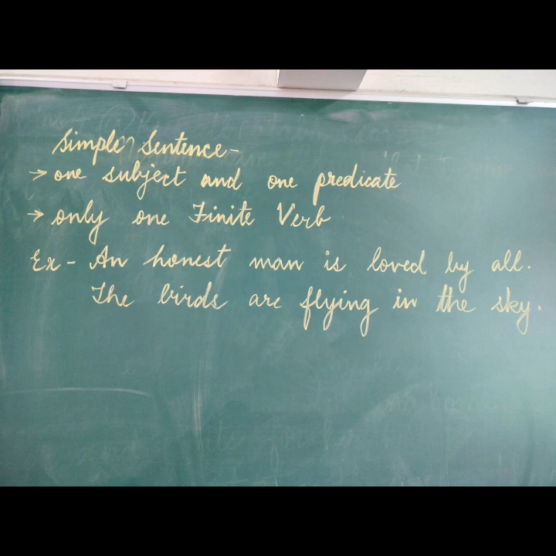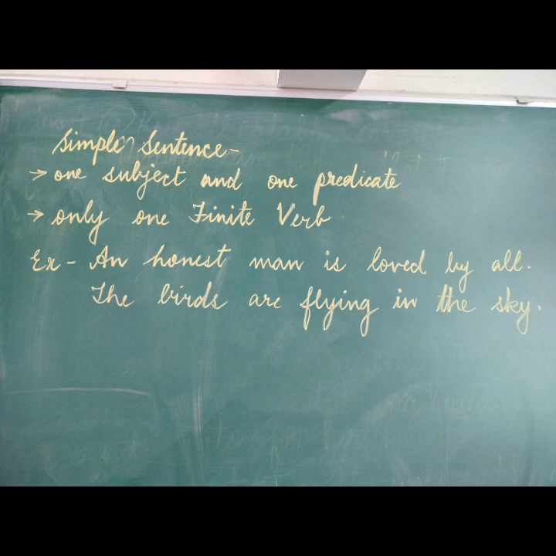Fine, it has just one clause. There are no different clauses in this. It has only one clause. Okay, so for example, the first example is: an honest man is loved by all. Now you can see in this sentence you have only one clause, that is, an honest man is loved by all. This complete thing is one. There are no different clauses in this. It has one subject, an honest man, one predicate, is loved by all, and it has only one finite verb, that is loved. Okay, second example is: the birds are flying in the sky.